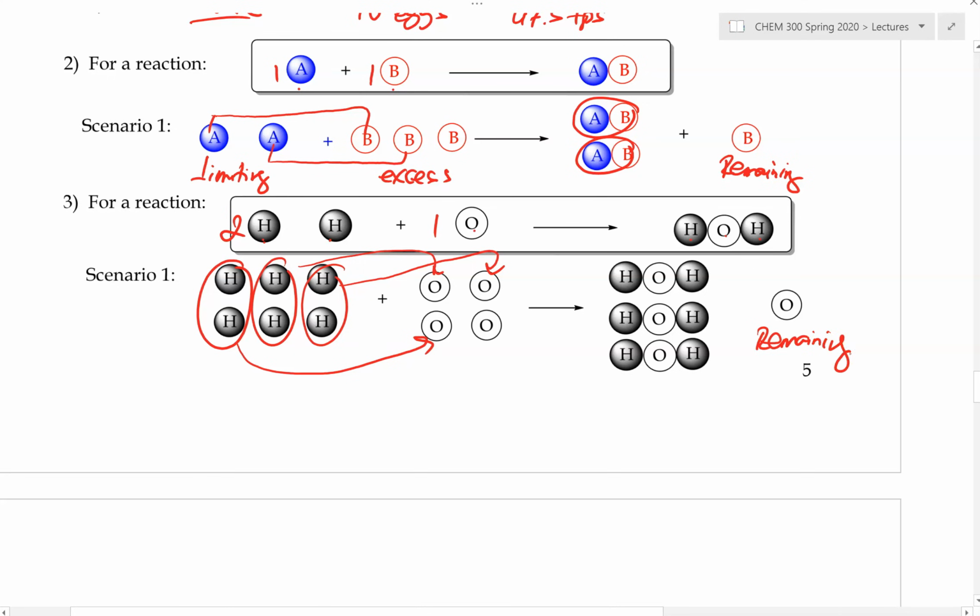So although O is present in a smaller amount initially, in this case right here, it actually is the excess reactant. Why? It is because the ratio between the two reactants is not a 1-to-1 ratio, but a 2-to-1 ratio. So we need twice the amount of H compared to O. And therefore, even though we have less O, it still is the excess reactant.